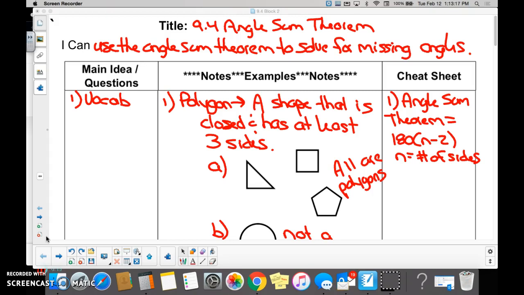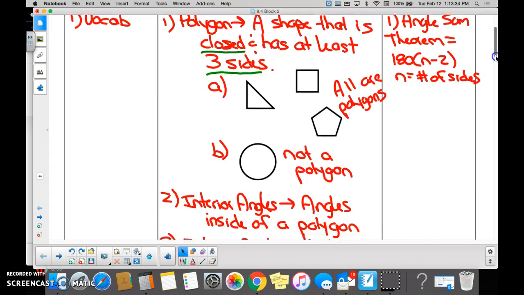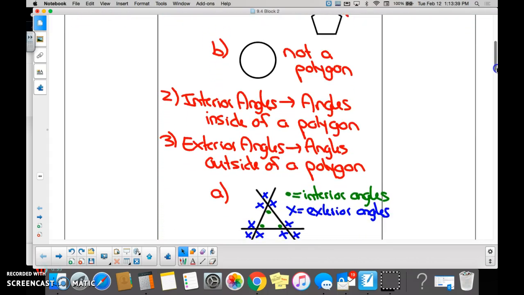I can use the Angle Sum Theorem to solve for missing angles. A polygon. How many sides does a polygon have? 3 or more. It at least has 3 sides, right? And a polygon is an open or a closed shape? Closed. Excellent. Is a circle a polygon? No. What does interior mean? Inside. What does exterior mean? Outside.